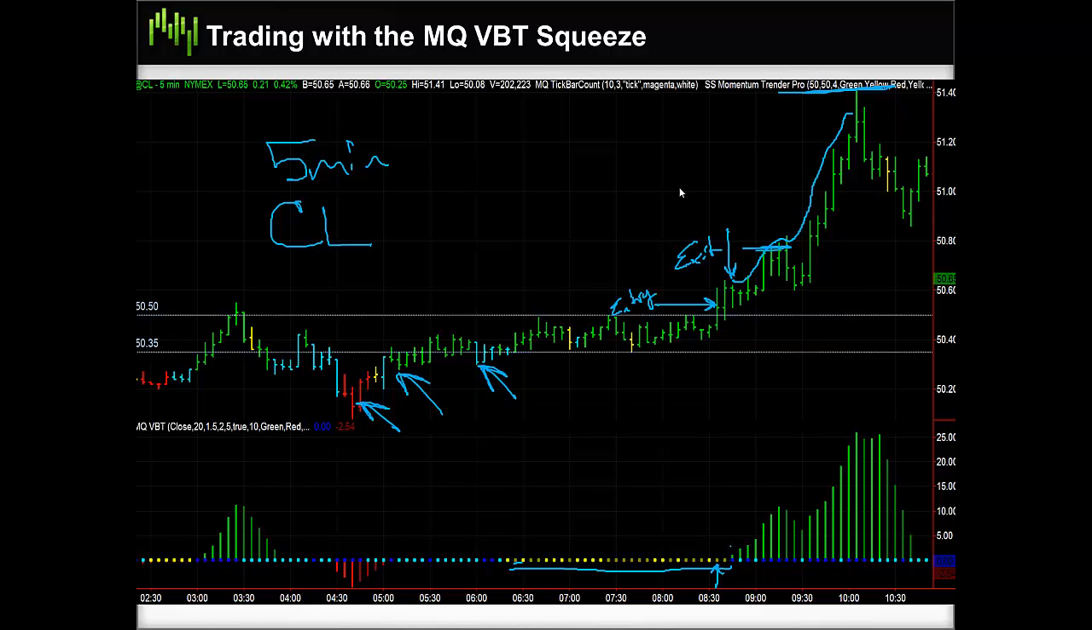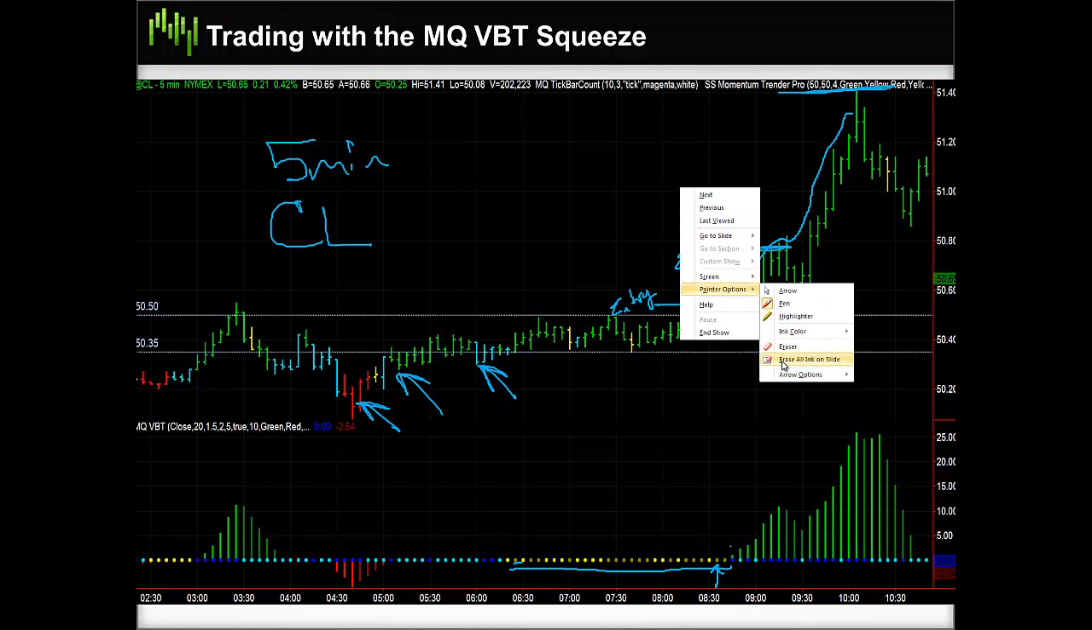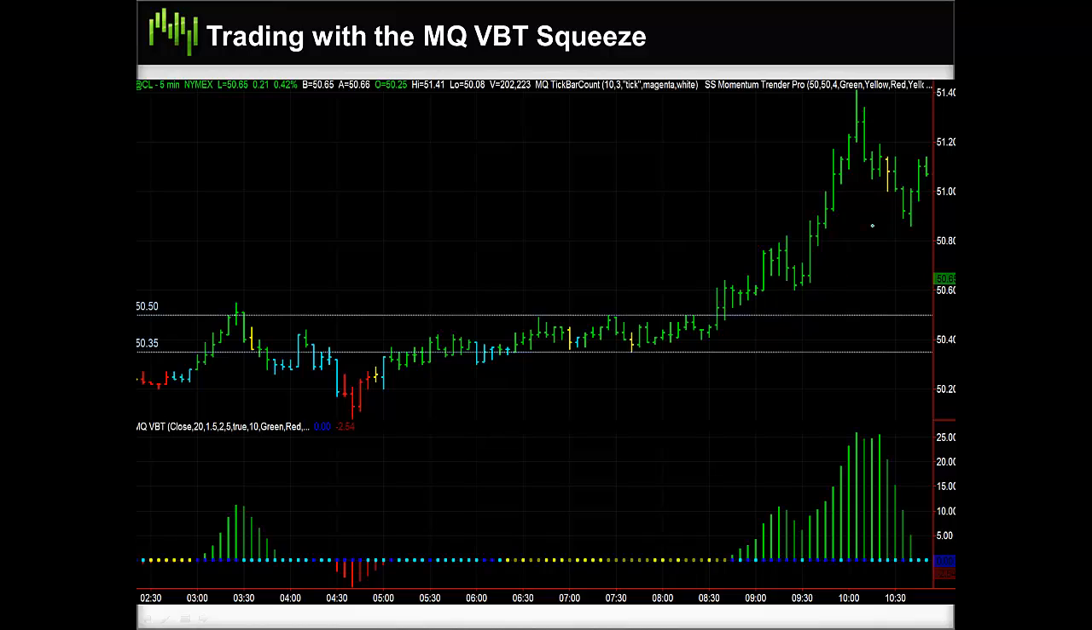Now, if you're using the Trender Pro as your exit, where would the exit have been? Right here, the yellow price bar. You would have trailed your stop just below that, and that would have gotten you out. Okay?